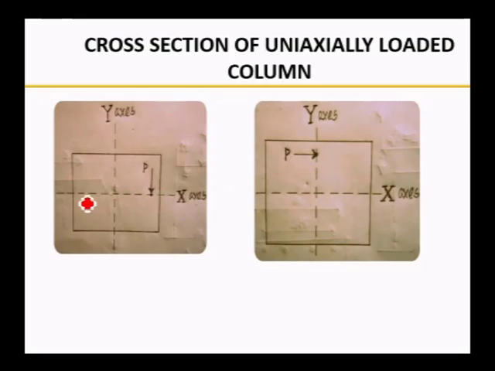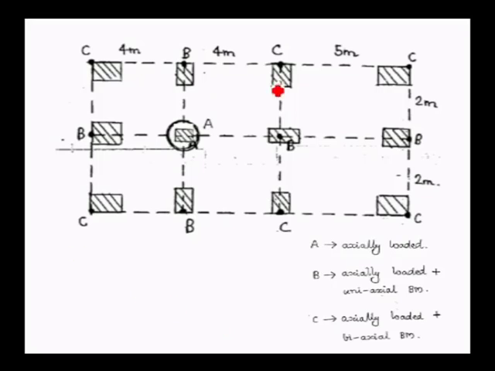This is the uniaxially loaded column. It may act along the y axis, away by E distance from the xx axis, or P acting at a distance of E from the yy axis. These are the examples for the uniaxially loaded column. Practically, if columns are provided on the site, we can identify which are the axially loaded columns, which are uniaxially loaded, and which are biaxial.